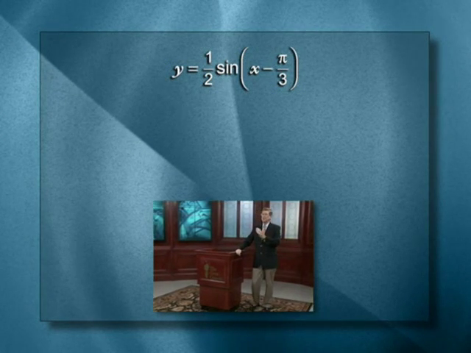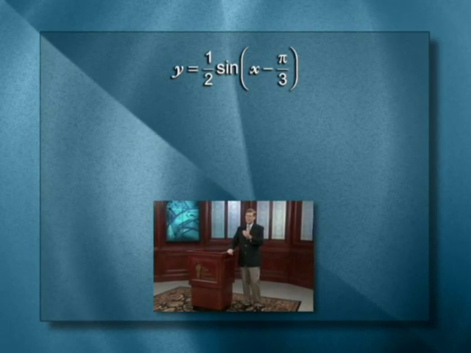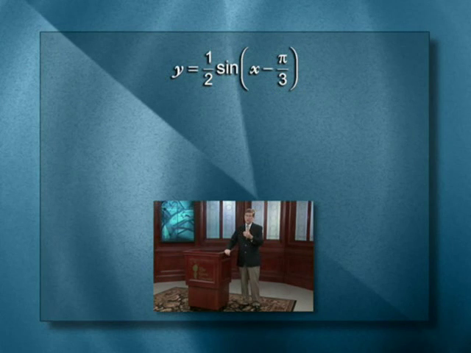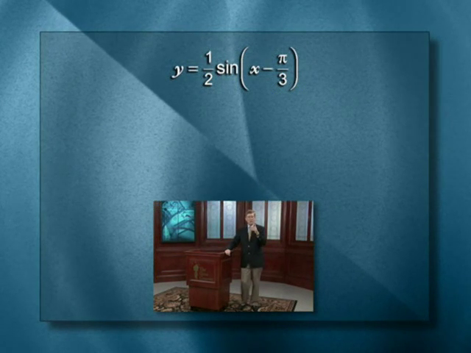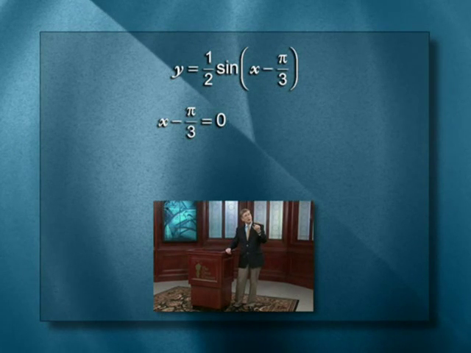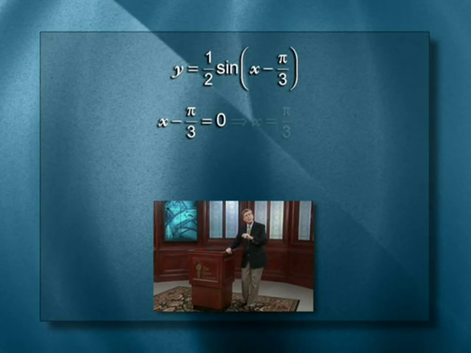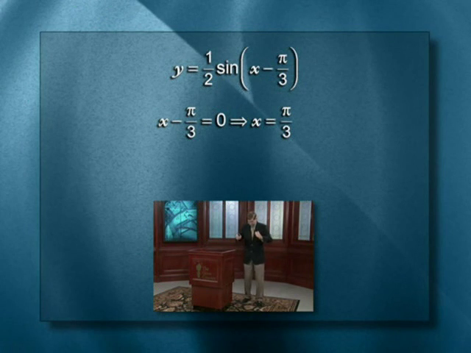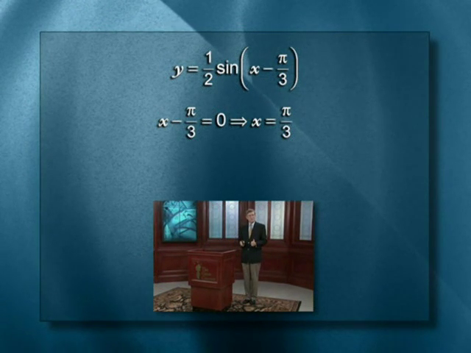Now, what about the shift? They sometimes call that a phase shift in engineering. How do we determine that? Well, set the thing inside parentheses, x minus pi over 3, equal to 0, and that implies that x is pi over 3. So that's sort of one of the starting points.